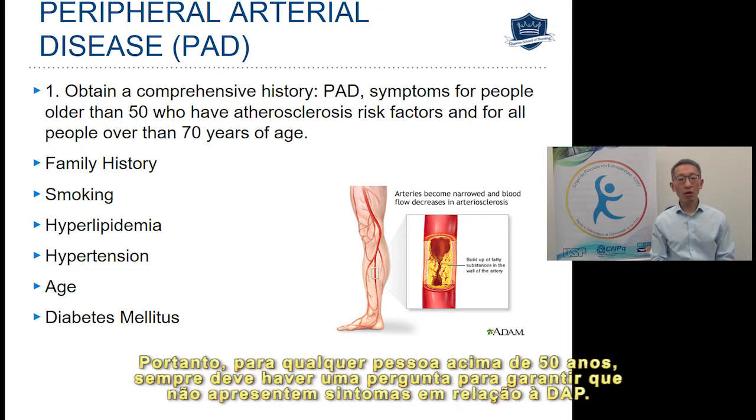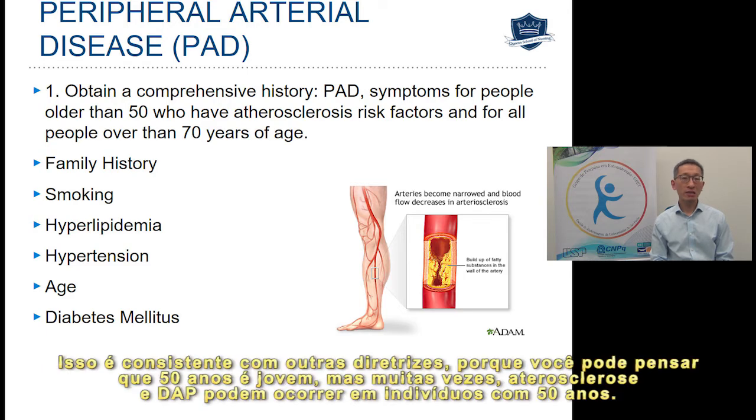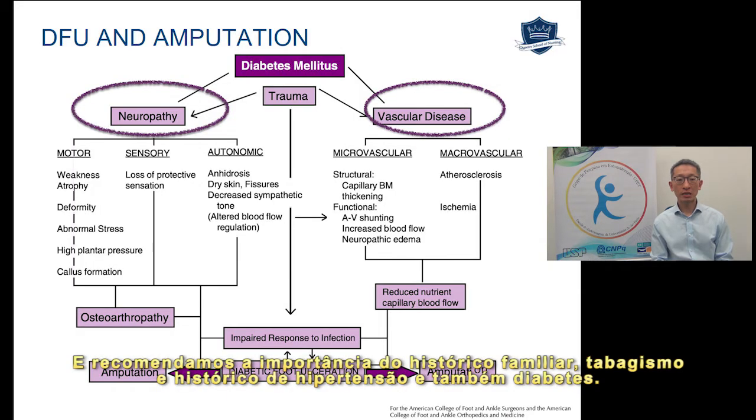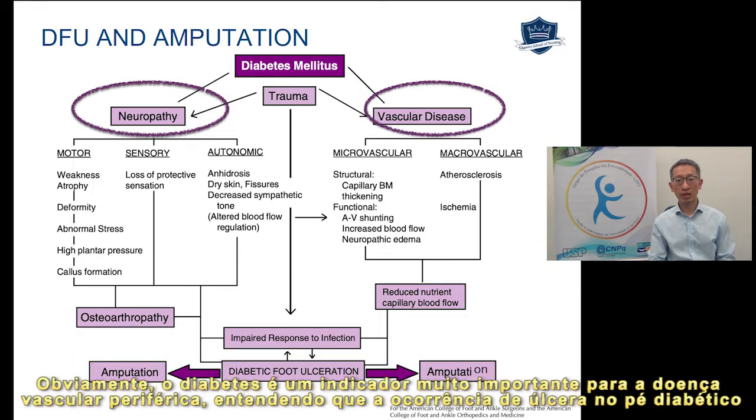For anyone over 50, there should always be a question to make sure that they don't have any symptoms in relation to PAD. That's consistent with a number of guidelines because you may think 50 years is pretty early, but a lot of times atherosclerosis and PAD can occur as early as that age. We recommend the importance of family history, smoking, any history of high lipids, hypertension, and also diabetes. And of course, diabetes is a very important indicator for peripheral vascular disease.